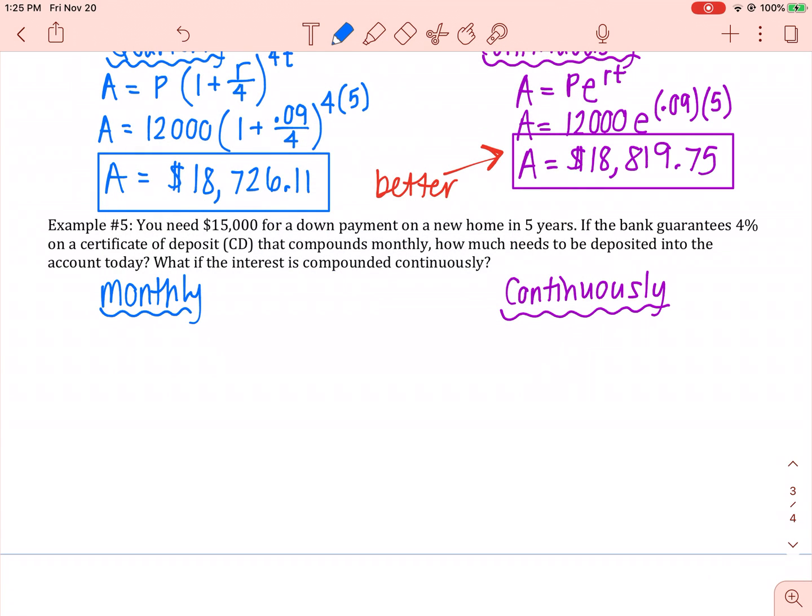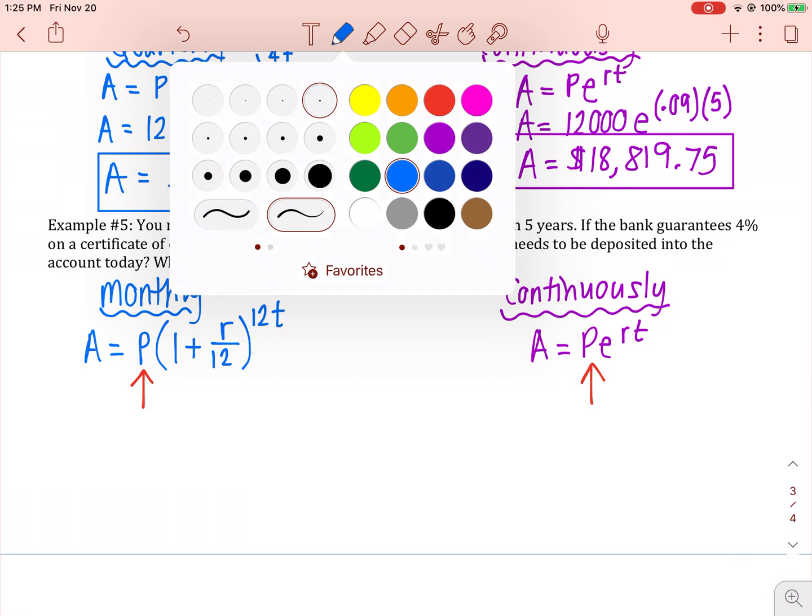So looking at our formulas, I'm going to get you set up. Monthly is this formula. The N value is going to be 12 because there's 12 months in a year. Continuously, that formula is right from above. P-E-R-T. Now, it's asking how much money needs to be deposited today, which means you're going to be solving for the P value. We don't know that. Okay, that's the unknown. You need $15,000 for a down payment, so that becomes the A value, my dears.